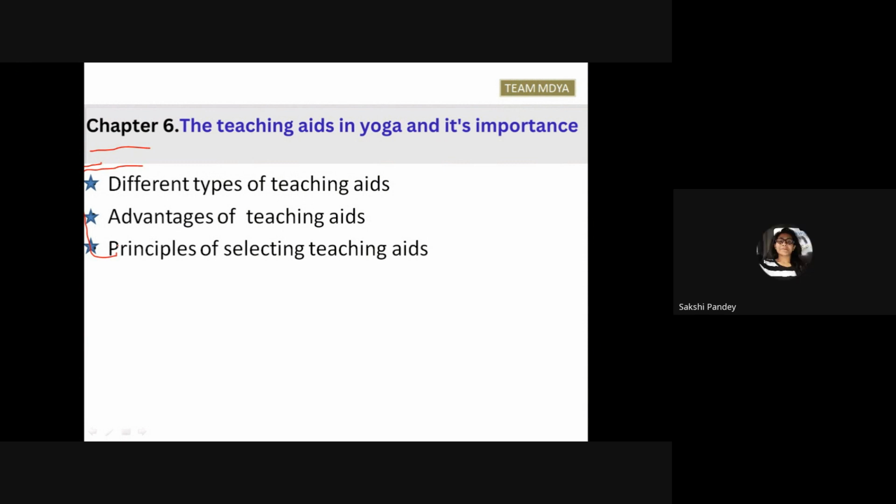Teaching aids means props? Yes, props can be included. But in this, we are talking about other audio visual type of aids. Props are different thing. Okay.